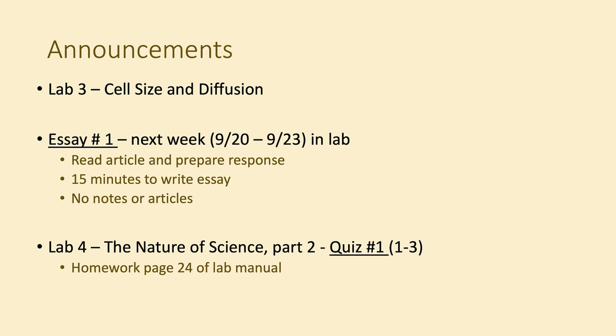And then we're going to do Lab 3, which is cell size and diffusion. So read that ahead of time so that you know what you're going to be doing in class as well. And then the following week, you have your first quiz, which is a 20-question quiz, and it's going to cover the first 3 labs that we've done. And then we're going to do the Nature of Science Part 2, and you have a homework due on page 24 of the lab manual, so make sure you go ahead and do that.